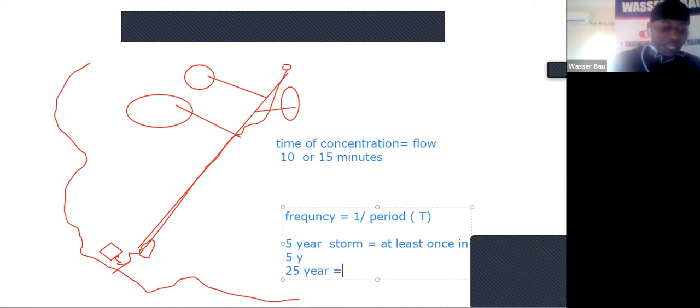So in layman's language, that is what it means. It means at least in every 5 years, 25 years, I expect that rain to fall at least once. So when I see that rain fall, I will know that definitely that rain is anticipated.